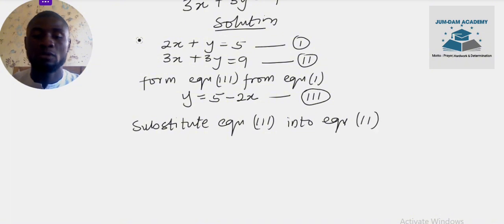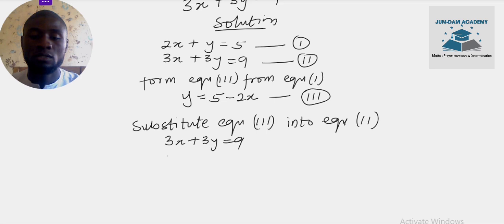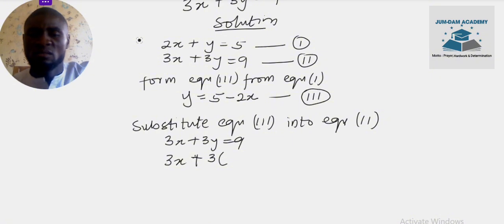Now what does substitute mean? It simply means to replace. Meaning that when we get to equation 2, wherever we see y, since y equals 5 minus 2x, we are going to replace the letter y with the value 5 minus 2x. So let's take equation 2. Equation 2 says 3x plus 3y equals 9. So I'll say 3x plus 3, open brackets, 5 minus 2x, close bracket, equals 9.